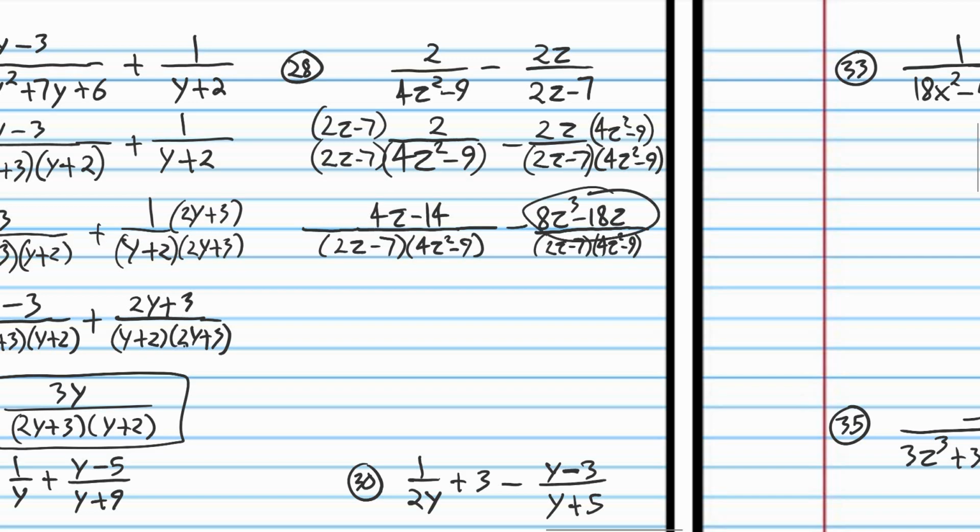But be careful of these signs. So that's going to be negative 8z cubed. Again, it's a positive 8z cubed now, but because we're subtracting the whole fraction, it becomes negative 8z cubed. And we have 4z plus 18z. It's plus, because it's negative now, but when you subtract it, it becomes positive. So 4z plus 18z is 22z. And then we just have the minus 14.